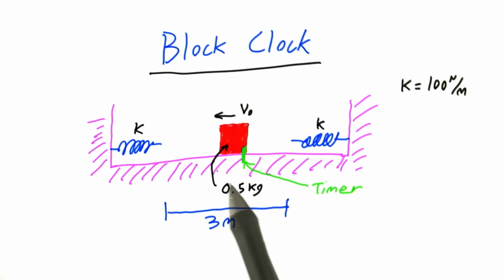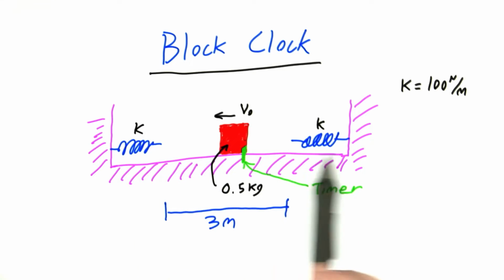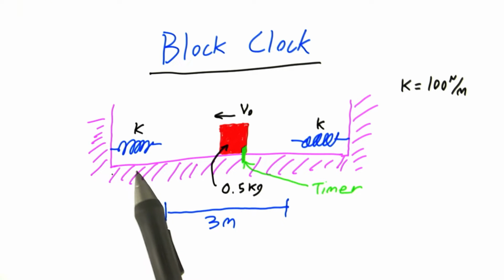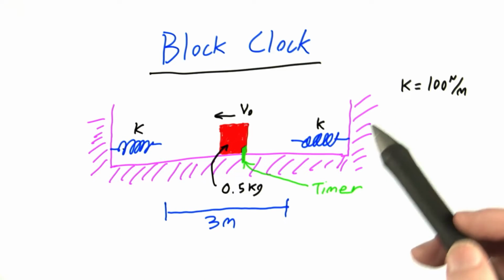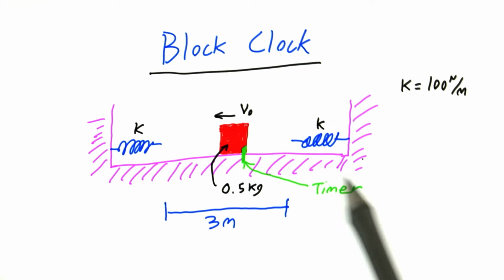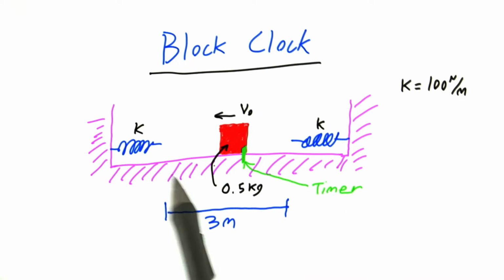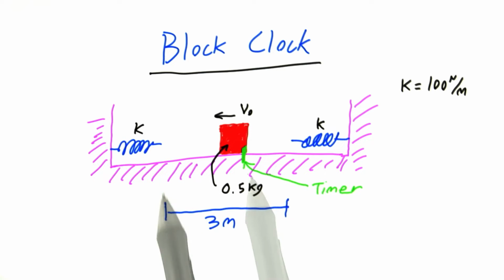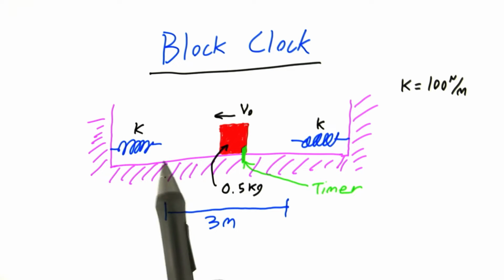For this next problem, we're going to construct a basic timing device using a block bouncing back and forth between two springs. So imagine that we have two springs here, each with a spring constant K, one attached to this wall over here, and one attached to this wall over here. And in the middle, we have a block that's free to bounce between the two of these over this frictionless surface here. And the separation between the two springs' equilibrium distance is 3 meters, as shown here.